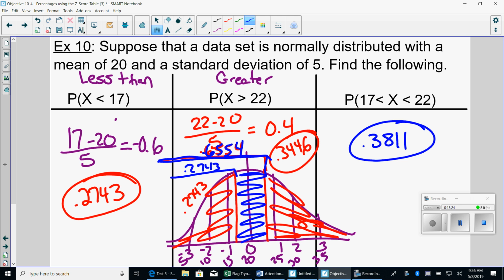Because it has 2 less than. This is just saying x is greater than this, but less than that. So it's between them. What's your 0.6554? Because from here over, we knew the z-score was 0.4. And when you use your table, from here over is 0.6554. And from here over is 0.2743. So you take these two right here and subtract them to get the missing piece.